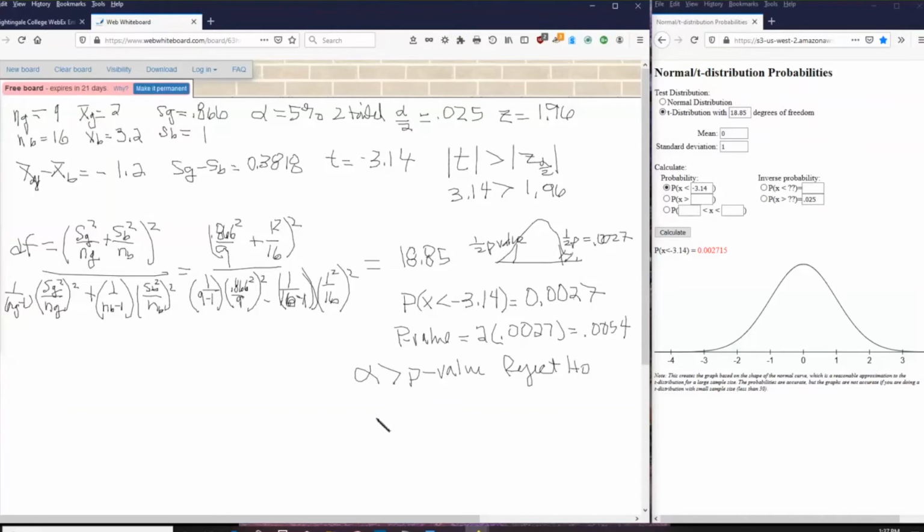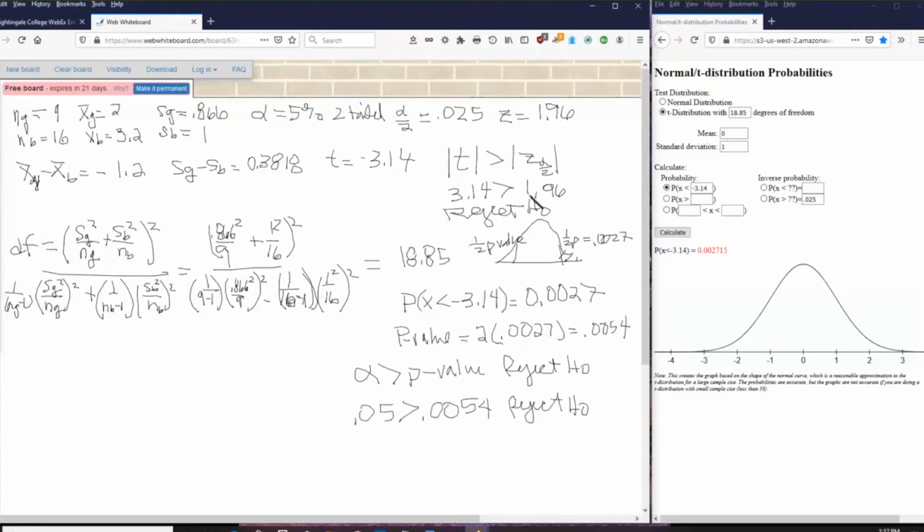So my alpha was 0.05, and my p-value is 0.0054. So this is true. That tells us we're going to reject the null hypothesis, which is the same as what we got up here, which told us based on the t-scores that we were going to reject the null hypothesis.